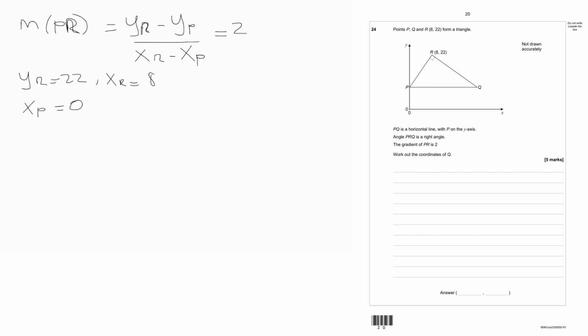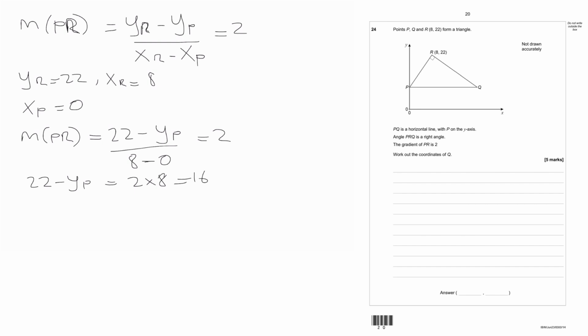So what we can say is, let's rub that out, we can say that if we go back to our gradient of PR, that is equal to, and we're just going to plug these values in, it's equal to 22 minus the y coordinate of P over 8 minus 0, which equals 2. So if we rearrange this, 22 minus y coordinate of P is equal to 2 times 8, which equals 16. And if we add y of P to both sides, we have that 22 is equal to 16 plus y of P, and then subtract 16 from both sides, and we have that y of P is equal to 6.